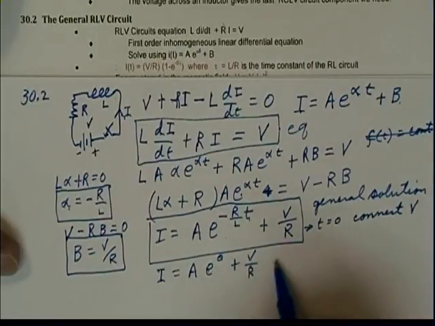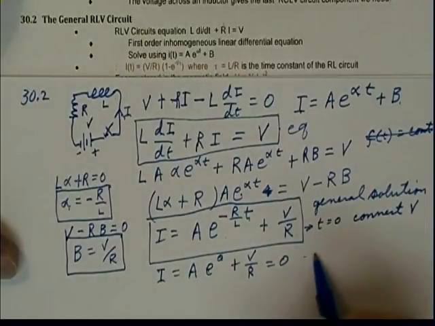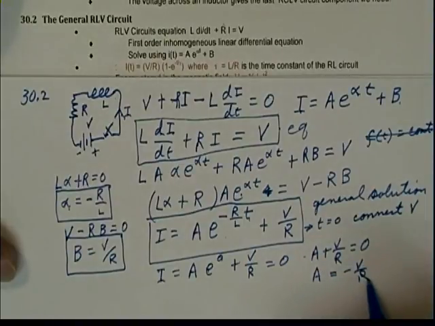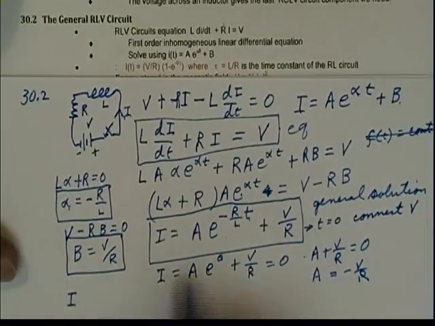Now, e to the 0 is 1, so what we get is this must be 0. Therefore, we have A plus V over R is equal to 0. Therefore, it follows that A must be equal to minus V over R. So now we can go back and plug that in, and we get the current. And this becomes the specific solution.